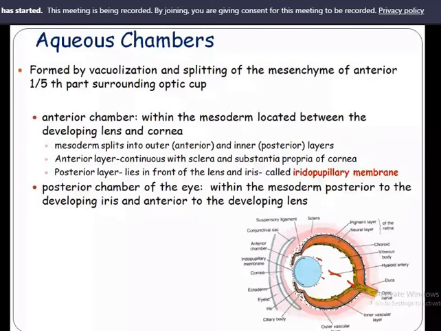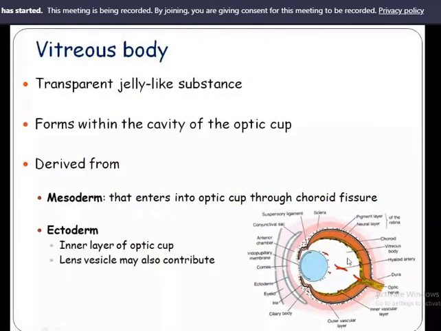Now the next one is the vitreous body. This is the jelly-like substance present within the cavity formed by the optic cup. It is mainly derived from the mesoderm. Apart from the mesoderm, other structures also contribute: one is the inner layer of the optic cup, and the other is the lens vesicle, which also form the vitreous body, the jelly-like substance.